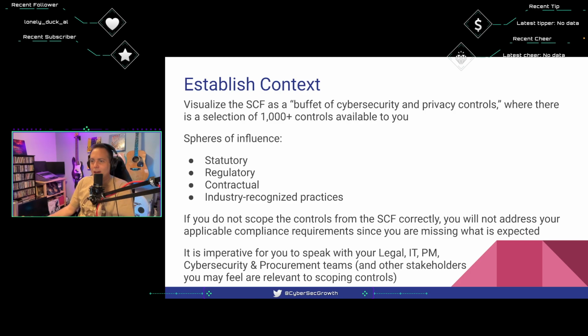To make sure scoping is done properly, it is imperative for you to speak with your legal, IT, project management, cybersecurity, and procurement teams and any other stakeholders you feel may be relevant to the scoping controls. The reason for this collaboration is so that you can get a complete picture of all the applicable laws, regulations, frameworks that your organization is legally obligated to comply with. Those teams will likely provide the best insights into what is required, and that list of requirements then makes it simple to go through and customize your SCF for specific needs.